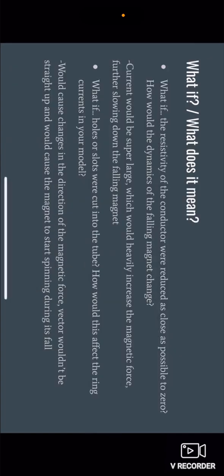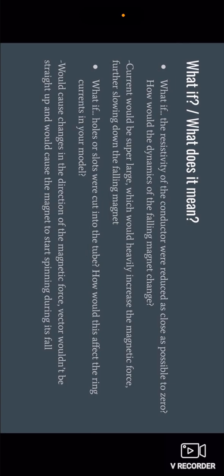So for what if and what does it mean? What if the resistivity of the conductor were reduced as close as possible to 0? How would that affect the dynamics? The current would then be super large, which would heavily increase the magnetic force and would slow down the magnet even more because there would be more force to counter the force of gravity.